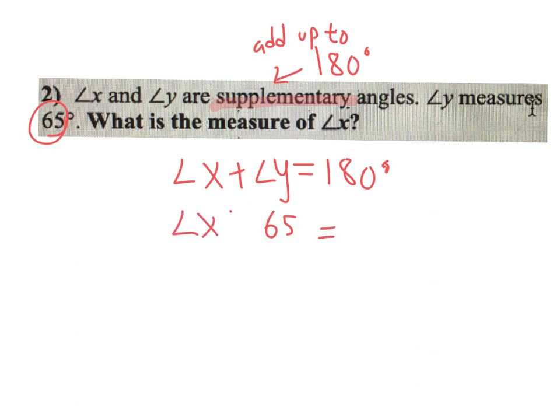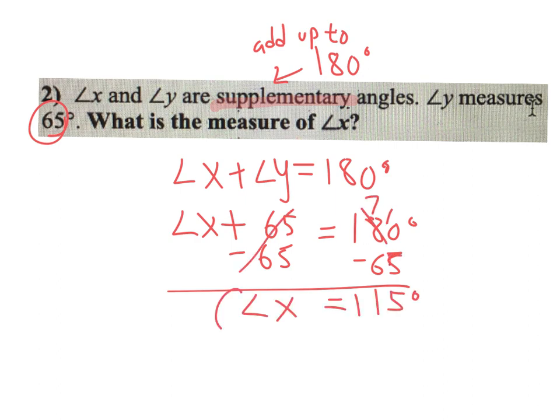And now we know that if we add some number, angle X, to 65, we're going to get up to 180 degrees. Just like last time, we're going to use opposite operations. The opposite of adding 65 is subtracting 65. By carrying out our subtraction, we're going to get 115 degrees. So X is equal to 115 degrees.